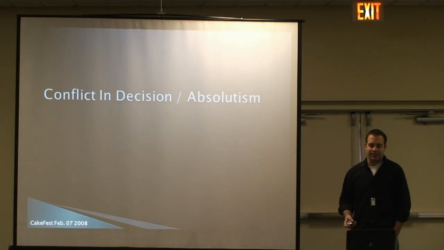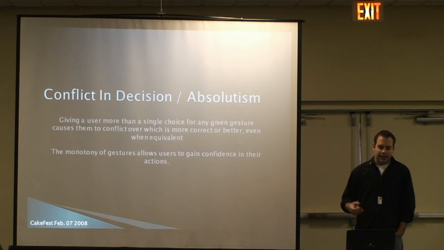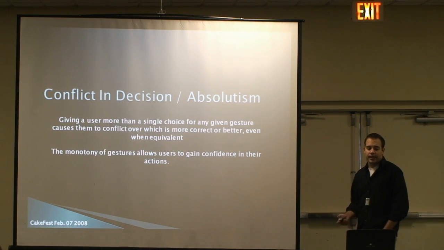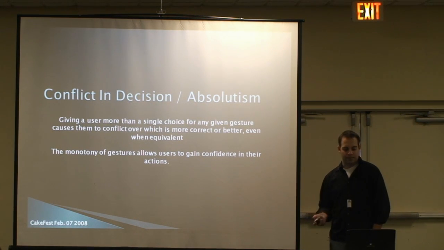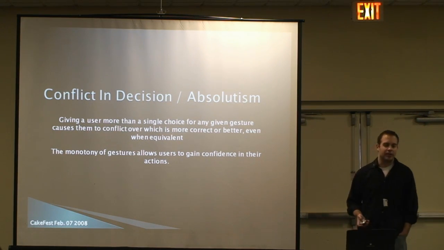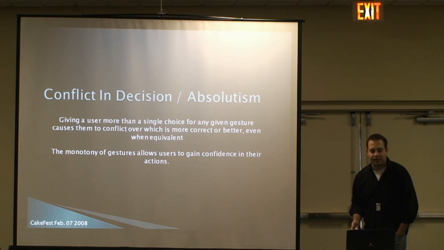Okay, conflict and decision absolutism. I covered this a little early, basically. Giving a user more than a single choice for any given gesture causes them conflict, about which is the more correct or better choice, even when they're equivalent. And the monotony of gestures allows users to gain confidence in their actions.